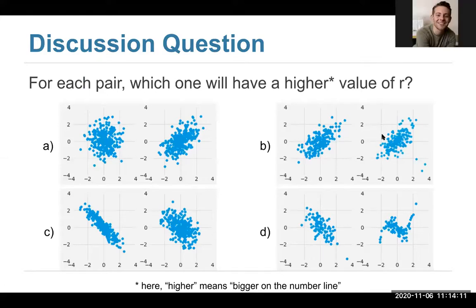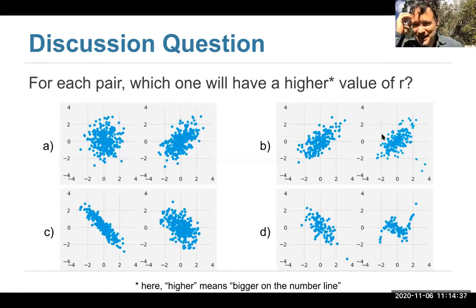Okay, so here's your how are we doing so far test. I've got 4 pairs of scatter plots, and I want to know for each one which has a larger value of R, like more positive, bigger on the number line. So why don't you write in the chat something like LR, LL, or whatever. L meaning it's the left of the two, and R meaning it's the right of the two for A, B, C, and D. So take a moment to think, and then you can do this for all 4 of them, and maybe leave me a private chat message if you want.